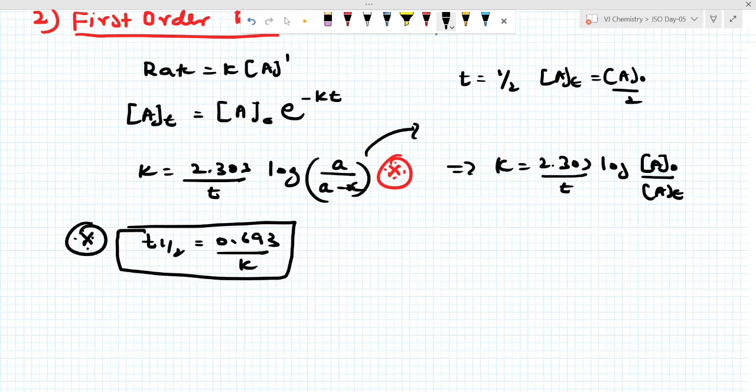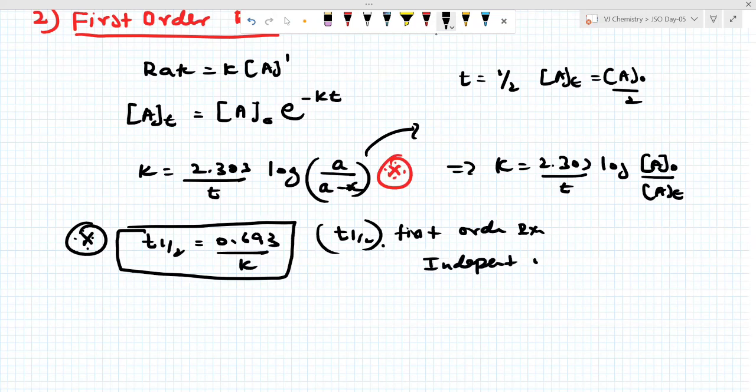Listen, what we have to look at in the equation: the T of of the first order reaction is independent of concentration. Notice, in zero order reaction, T of is directly proportional to concentration. Similarly, in first order reaction, T of is independent of concentration. These two pieces of information are very important to know.